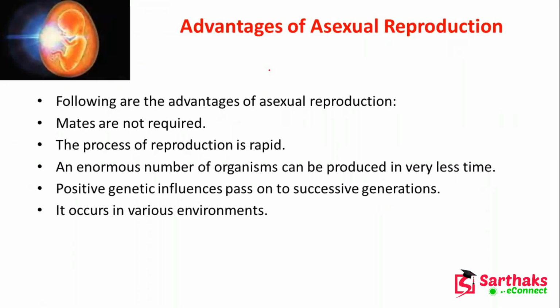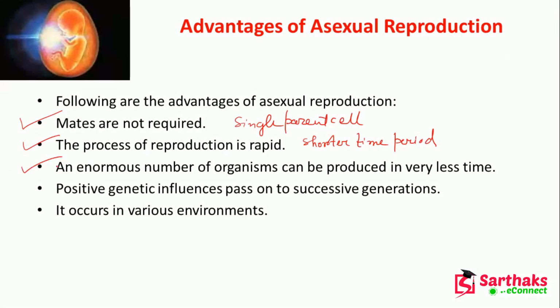Now, advantages of asexual reproduction. First, mates are not required because a single parent cell is involved here. The process of reproduction is rapid, so we require a shorter time period. An enormous number of organisms can be produced in very little time, and positive genetic influences pass on to successive generations, and it occurs in various environments.